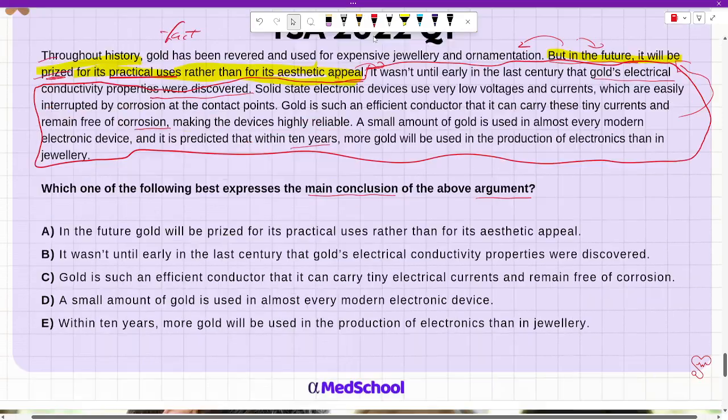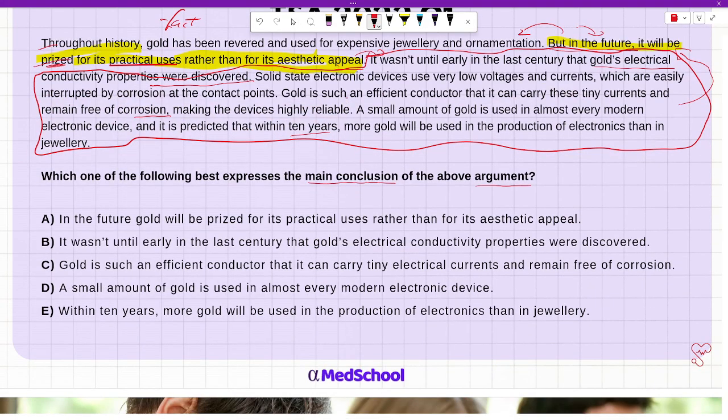Now let's look at the answers and try to match our conclusion. So which one of the following best expresses the main conclusion? Okay. In the future, gold will be prized for its practical uses rather than for its aesthetic appeal. Yes, that's pretty much it, but let's wait around. It wasn't until early in the last century that gold's electrical conductivity properties were discovered. This is true, but it's not the main point. Gold is such an efficient conductor that it can carry tiny electrical currents and remain free from corrosion. It's true, but not correct.